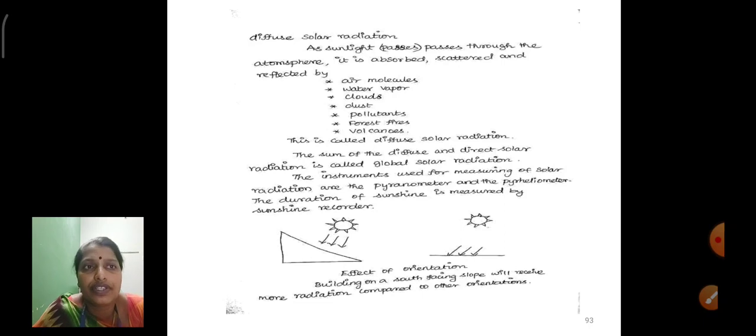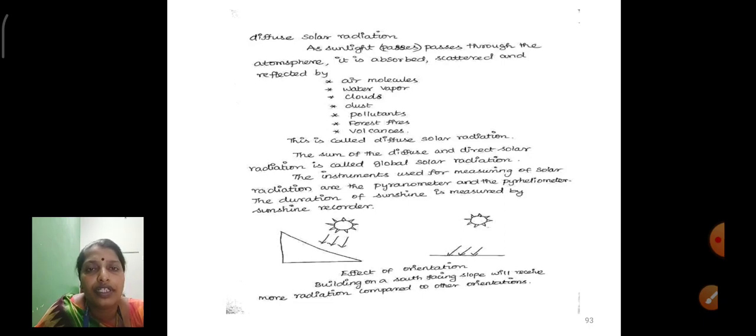Already you know this is diffuse and direct solar radiation. Both combined are global solar radiation. Global solar radiation, the solar radiation instruments used are the pyranometer and pyrheliometer. Your duration of sunshine is measured by sunshine recorder.